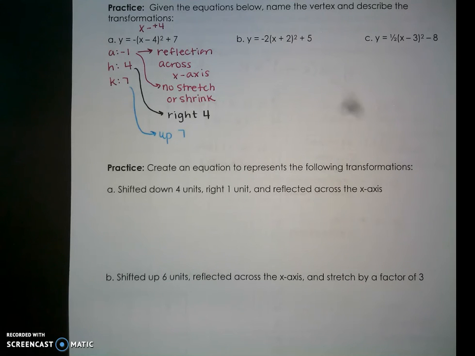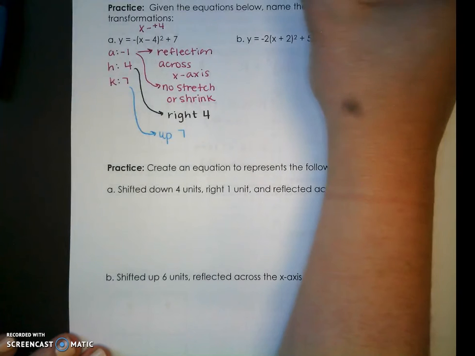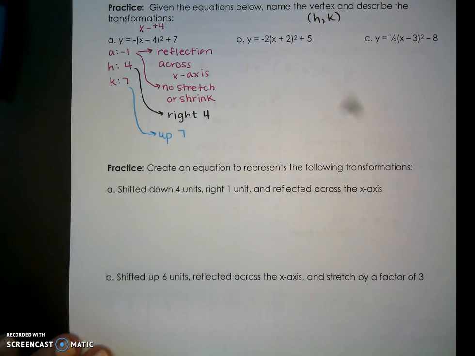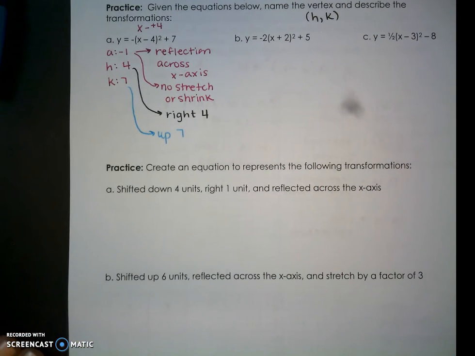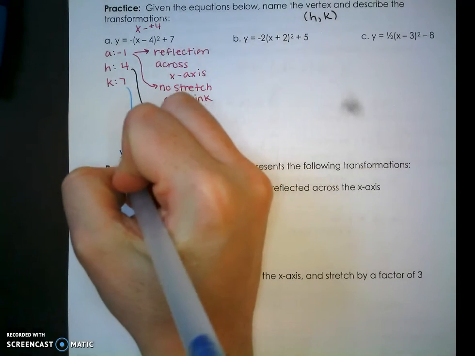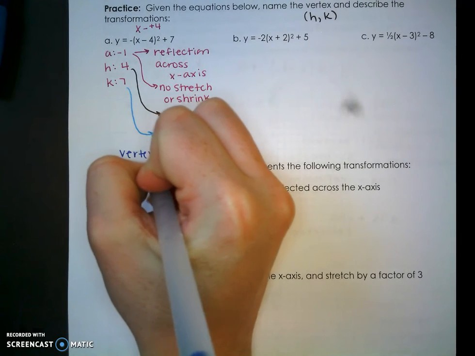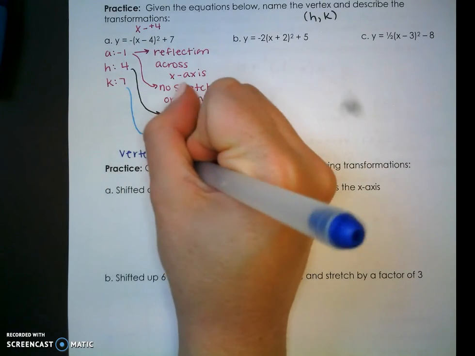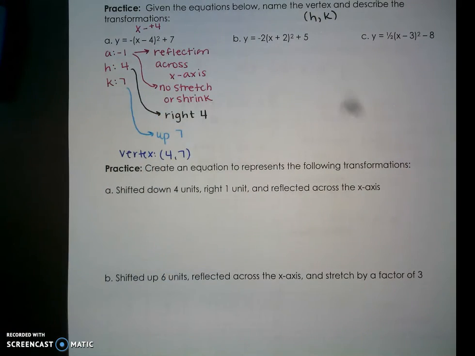And then we also want to name the vertex. And remember that your vertex is always going to be found at H, K. So once you have H and K, the vertex part should be pretty easy. So my vertex here is at HK. So 4, 7. And that's it.